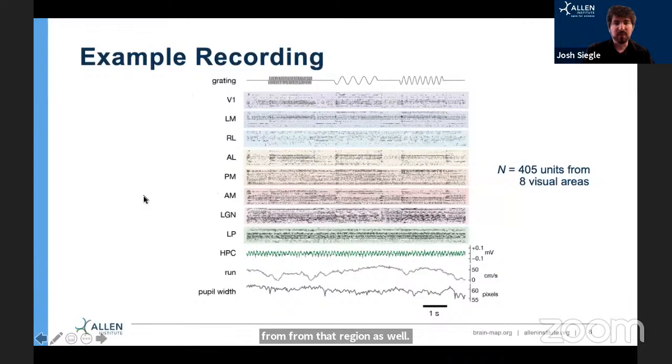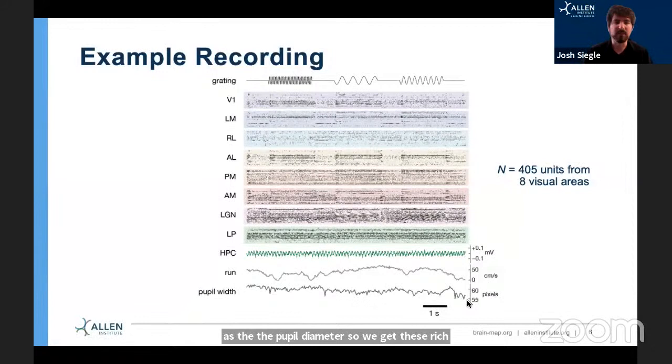This is an example of a spike raster from one experiment. All these areas in a number of experiments are being recorded simultaneously. Here you can see the responses to this drifting grating stimulus, with the phase of the stimulus shown as these wavy lines on the top. Most of these visual areas are responding to the stimulus onset. We also have information from the hippocampus here. This is the LFP signal, the local field potential from the hippocampus, showing the prominent theta oscillation. We're also tracking the mouse's running speed as well as the pupil diameter. So we get these rich multimodal data sets that we can mine for interesting discoveries.